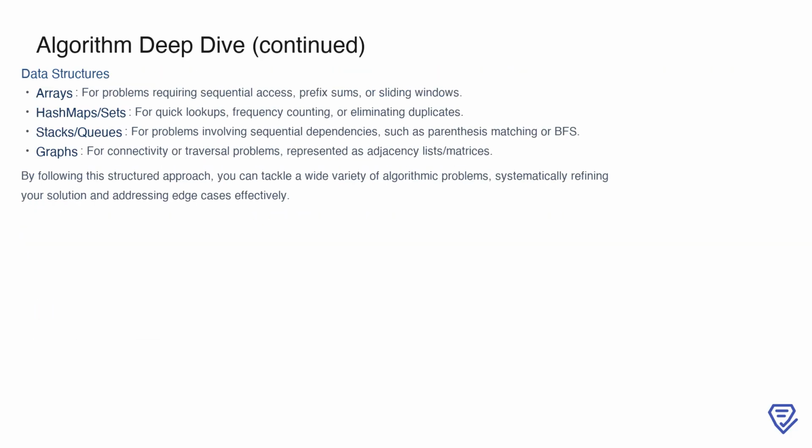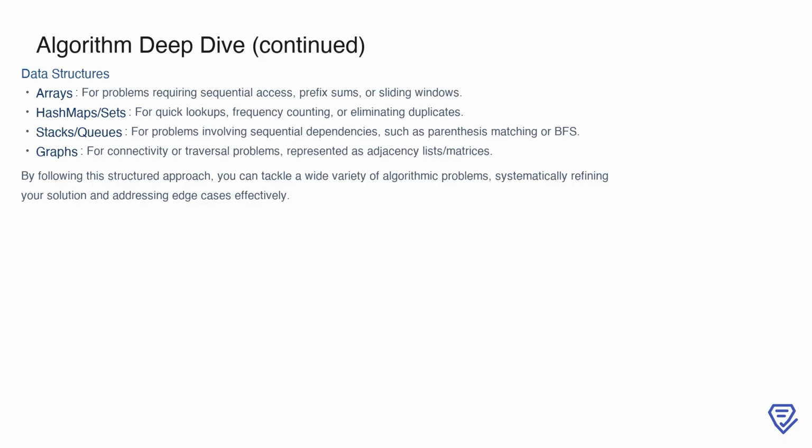Data structures play a central role in problem solving, and understanding their use cases is essential. Arrays are well suited for sequential access, prefix sums, or sliding window techniques. Hash maps and sets excel in quick lookups, frequency counting, and eliminating duplicates. Stacks and queues shine in problems involving sequential dependencies, such as evaluating expressions or performing breadth-first search.